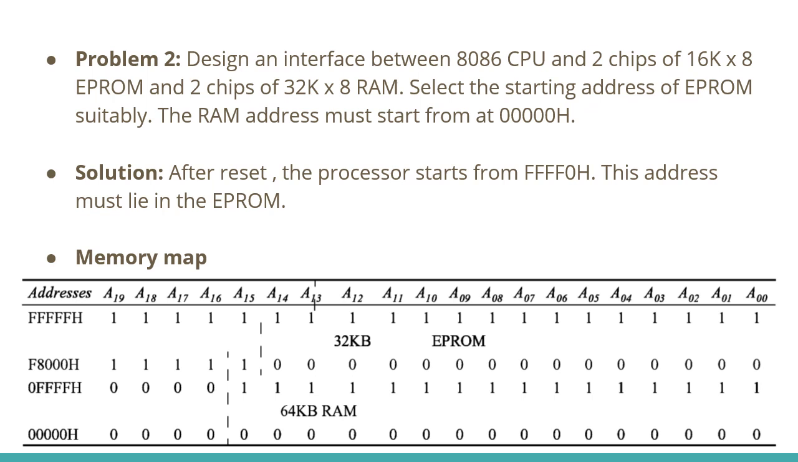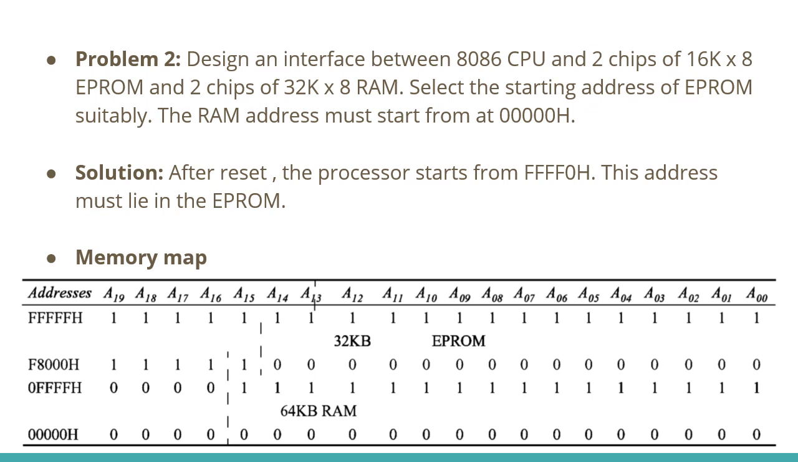Next, the RAM address must start from 00000H. From there, 64 KB address space is reserved for the RAM. So the RAM address space ends at 0FFFFH. So here, as we can see, the memory map is not continuous.